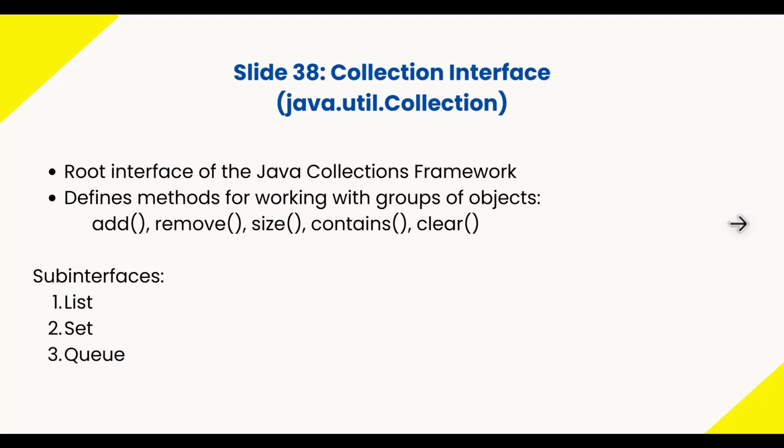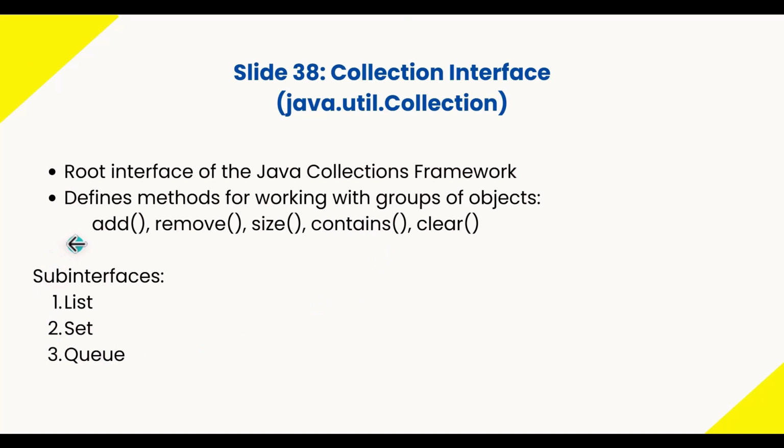So here are the key methods of the Collection interface. These methods are implemented in all the sub-interfaces, which are given here. First is the List interface, second is the Set interface, and the third one is the Queue interface. For these sub-interfaces there are methods like add, remove, size, contains, clear, etc.